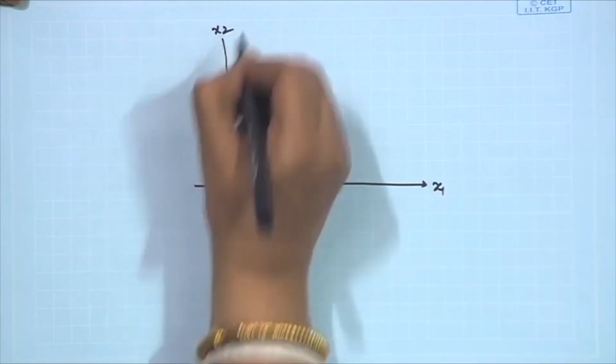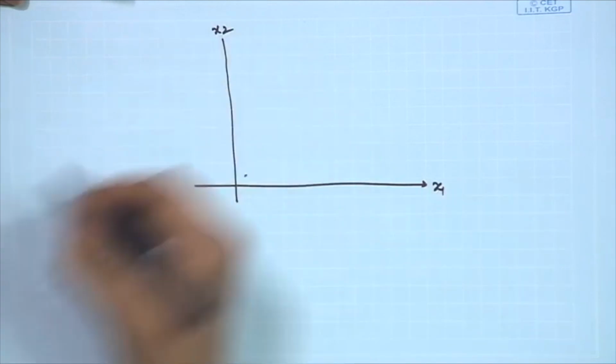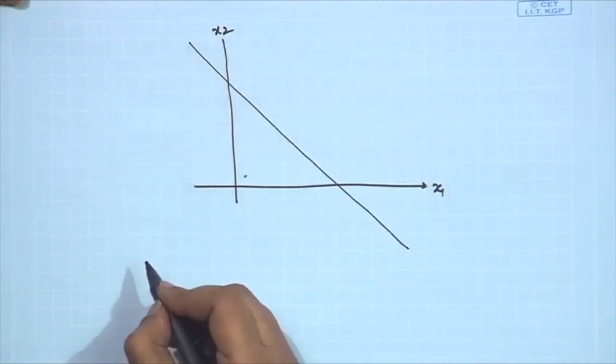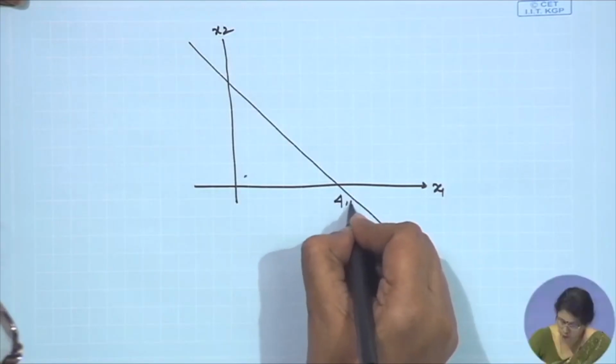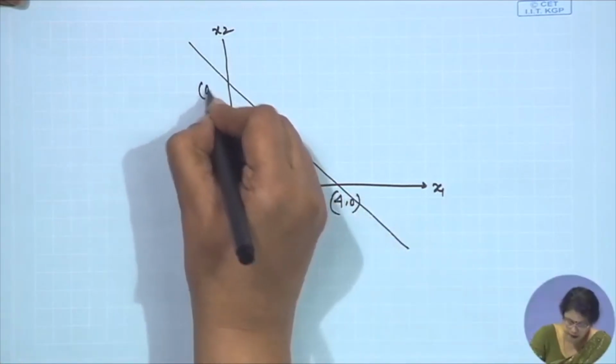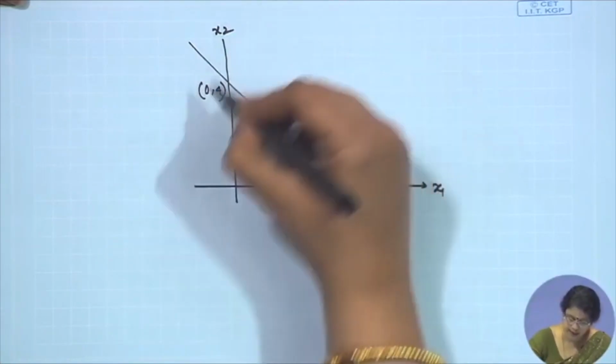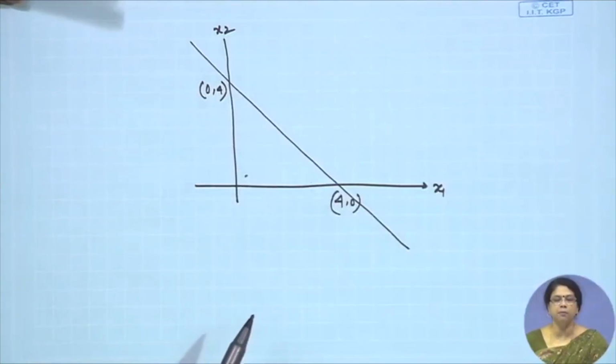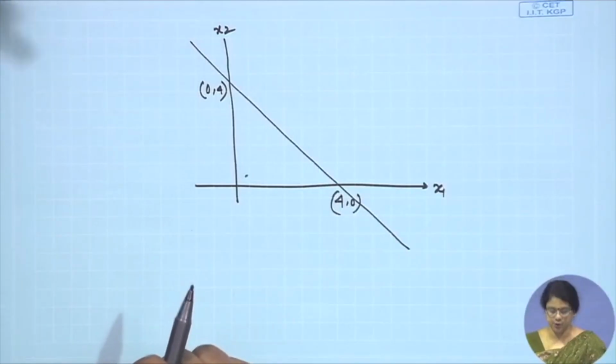X1, X2, X1 plus X2 greater than or equal to 4. That is why if I consider this way, this is (4, 0), this is (0, 4), and this is a feasible space for us. All right. Now, minimization of x1 square plus x2 square.